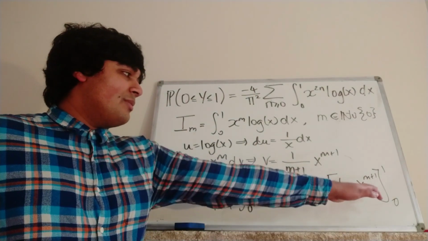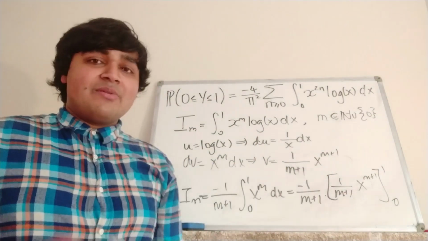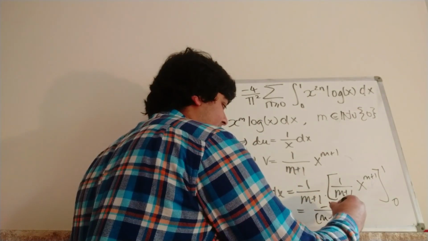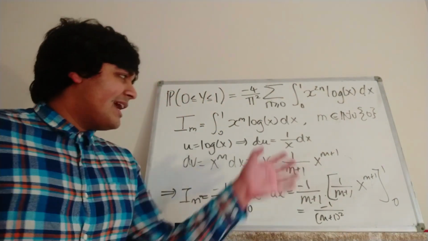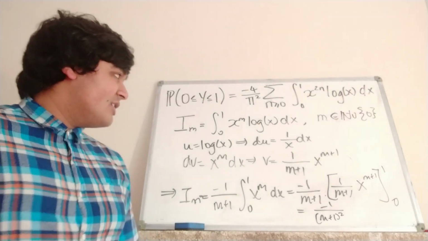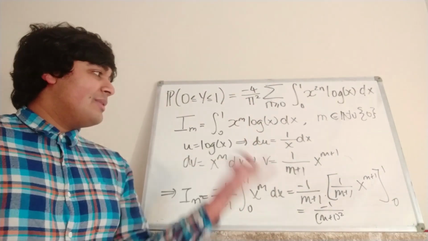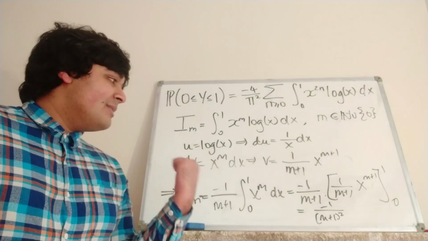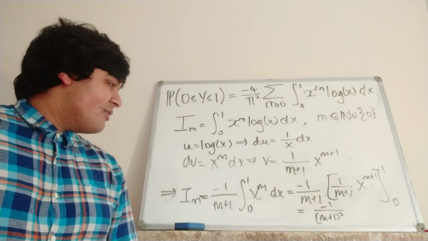Okay, when we plug in 1 we get 1 over n plus 1, when we plug in 0 we get 0. So all in all this is just minus 1 over m plus 1 squared. So in fact we don't actually need to derive a recurrence relation. The log x, when we differentiate that, we get ourselves a polynomial, which is nice to integrate. So Im is equal to minus 1 over m plus 1 squared.